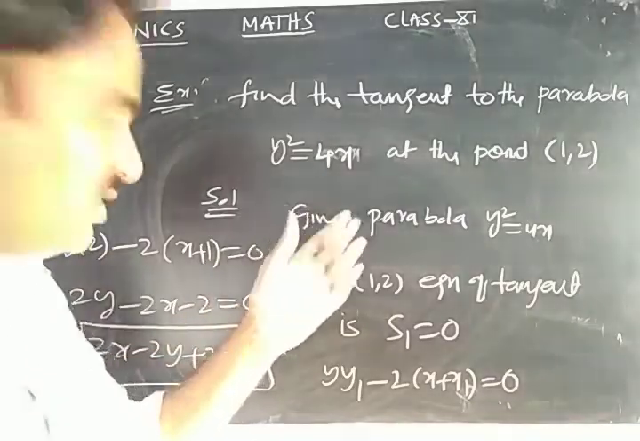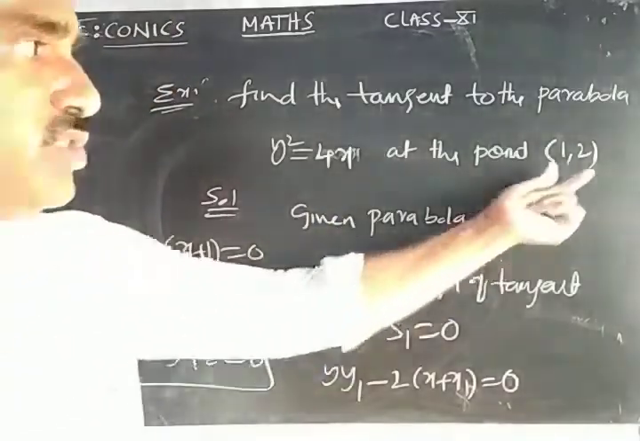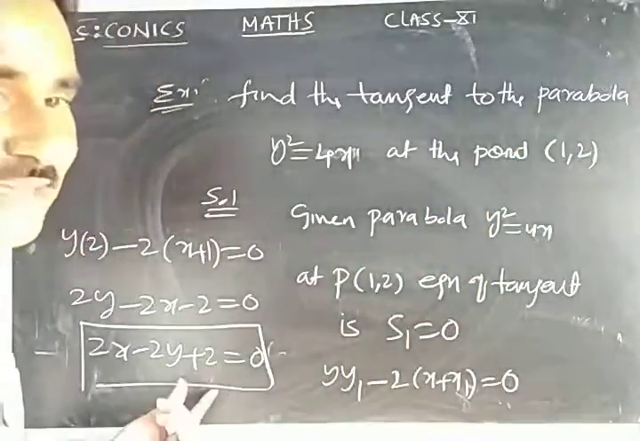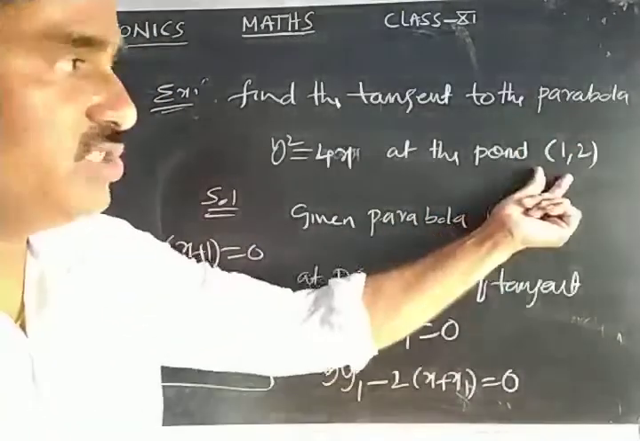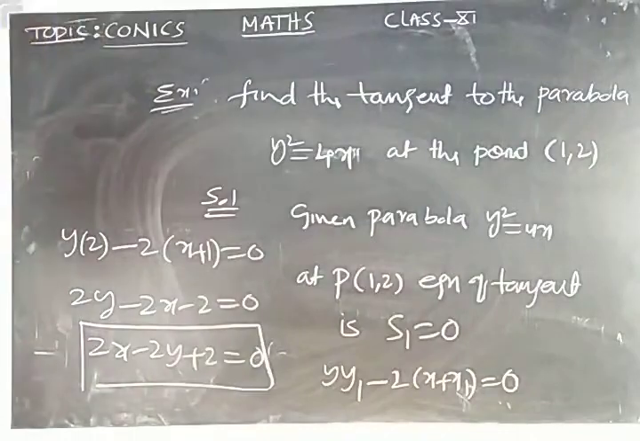If you need the normal equation, find the slope and use the point. Find the slope of the tangent, find the perpendicular slope, use this point, and you will get the normal equation for the tangent. Okay. Right.